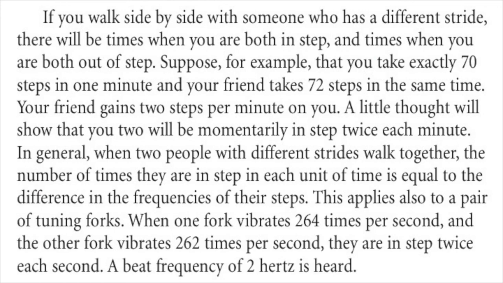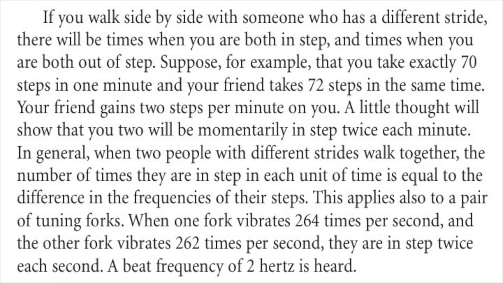If you walk side by side with someone who has a different stride, there will be times when you are both in step and times when you are both out of step. Suppose, for example, that you take exactly 70 steps in 1 minute, and your friend takes 72 steps in the same time. Your friend gains 2 steps per minute on you. A little thought will show that you too will be momentarily in step twice each minute.